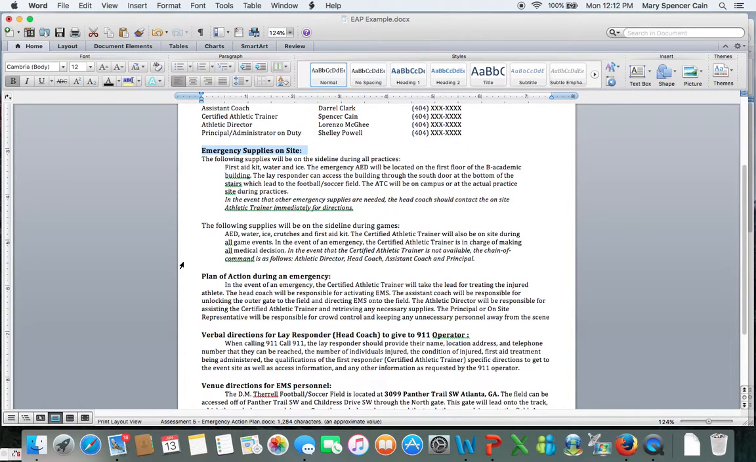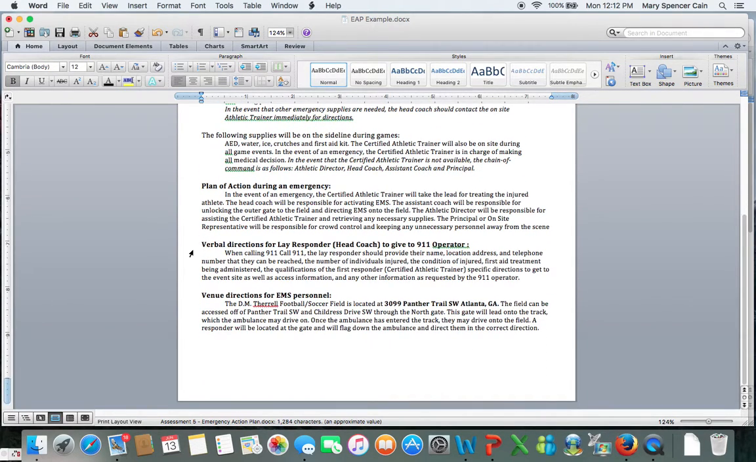You'll see I give you the chain of command: the head coach is the main contact if the athletic trainer is not on site. And if the athletic trainer is on site, they're going to be the top of the chain of command. Then I give a basic plan of action during an emergency.